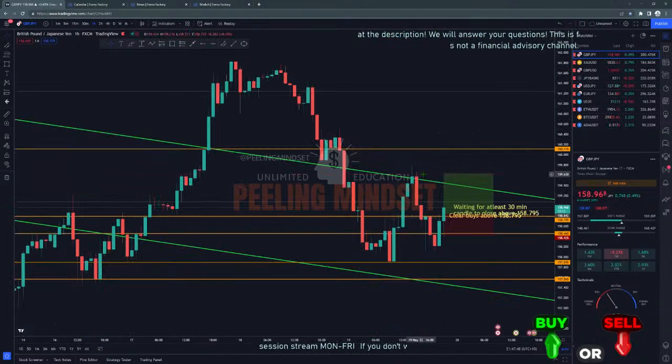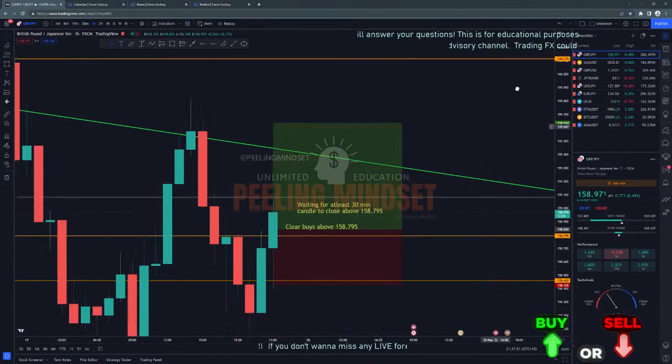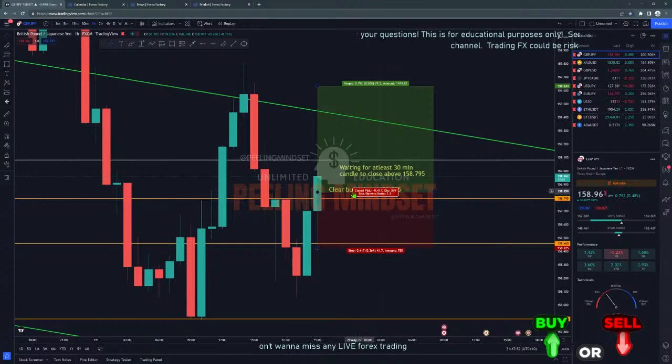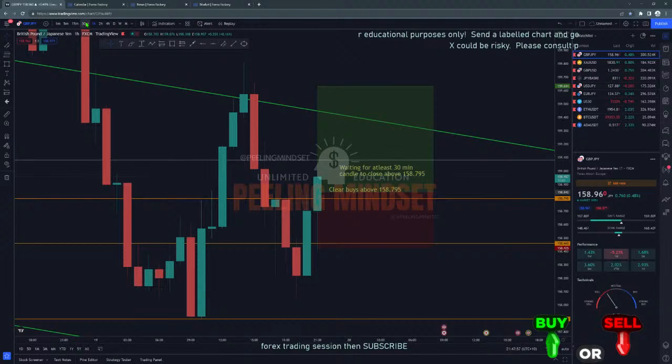If the hourly candle is going to close bullish above 158.795, and if the volume sustains the candle, it's definitely going to push up even higher. So that's my anticipation here.